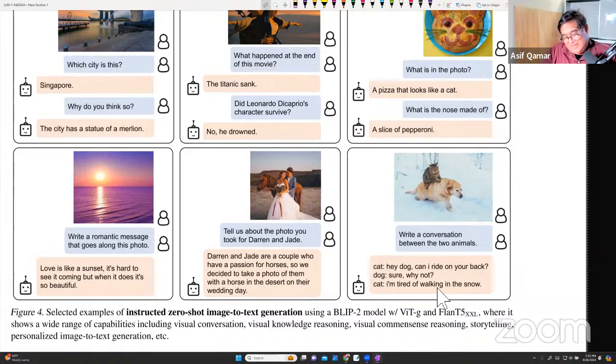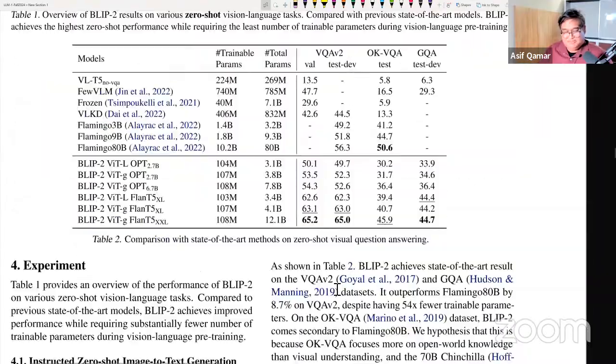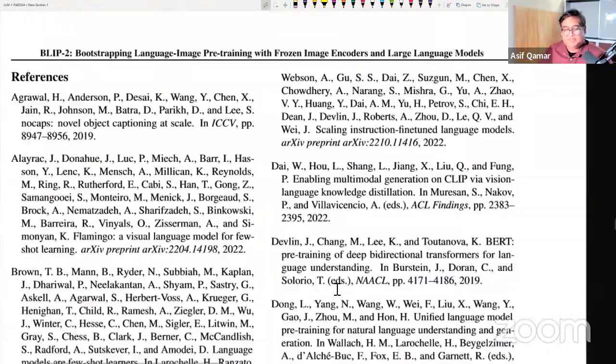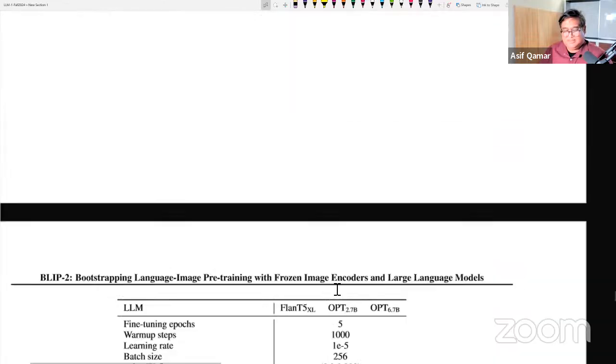Next is a picture. And again, you can see the power of AI as it has accumulated visual language understanding. Write a conversation between the two animals. And it says, cat: hey dog, can I ride on your back? Dog says, sure, why not? Cat: I'm tired of walking in the snow. You can imagine all of these are evidence of visual language understanding, right? Understanding what is in the image. That's all I wanted to say. And that is the gist of this paper. There are benchmarks, all of it proving that it has achieved state-of-the-art and so forth.